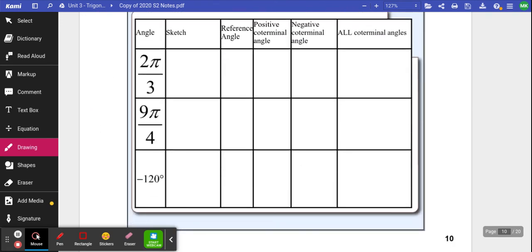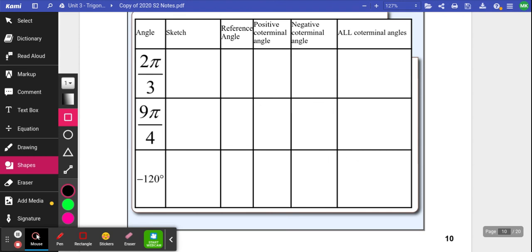Okay, we're going to sketch some of these, and we're going to talk about terminal angles, coterminal angles, all that jazz. Let's sketch 2 pi over 3. That is on the unit circle. We're not even going to worry about it being on the unit circle, though.